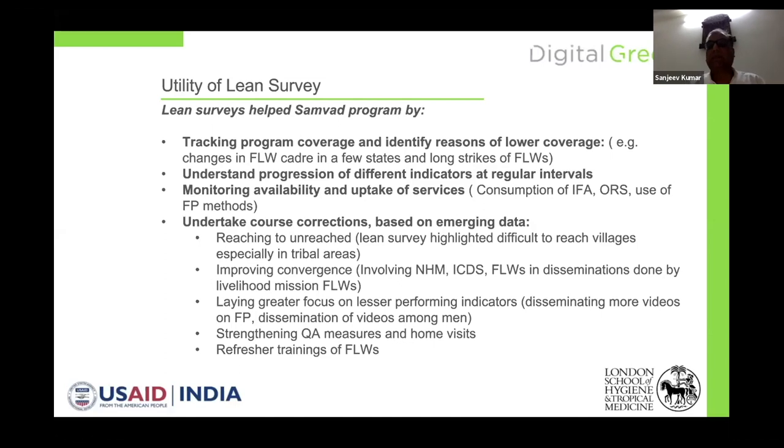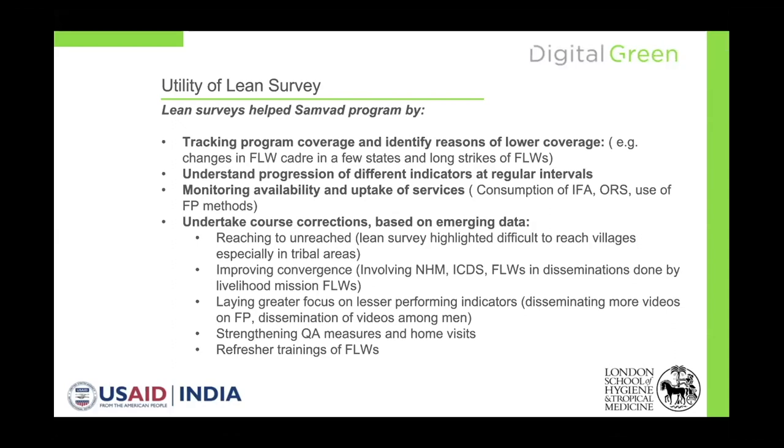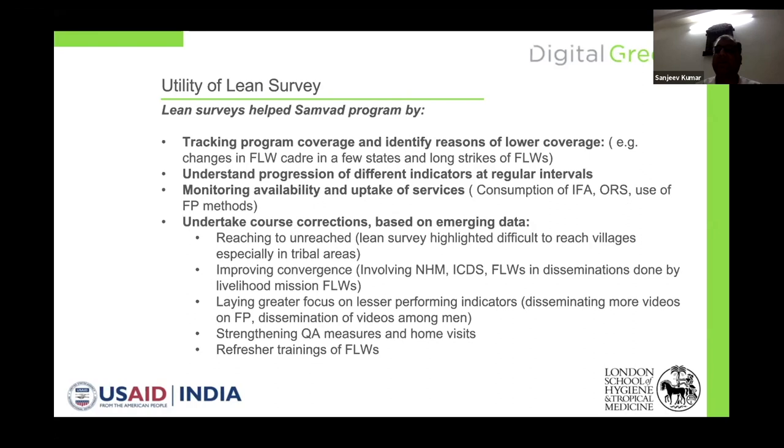So we came to know that one of the reasons for this lower coverage is a change in the cadre of FLWs in some of the states, especially in Bihar, and also a long strike by Anganwadi workers in Jharkhand. So lean surveys help not only in tracking the coverage, but also in identifying lower coverage. These surveys help understand the progression of different indicators at regular time intervals.